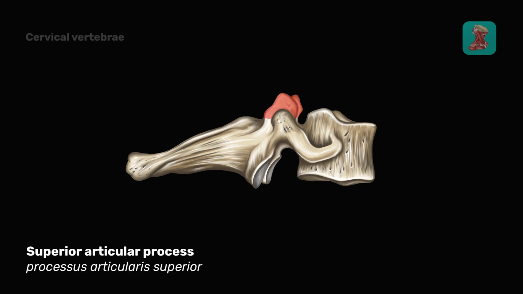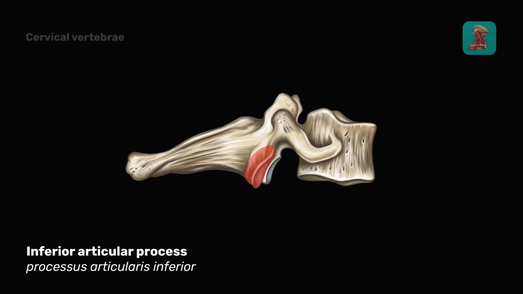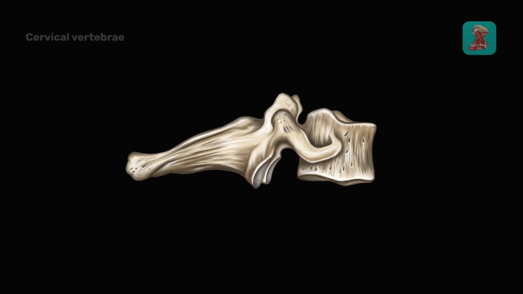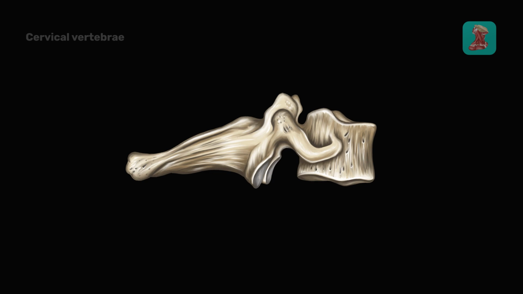The superior articular processes extend upward, and the inferior articular processes descend downward. From the side, we can see the superior vertebral notch and the inferior vertebral notch. The rest of the cervical vertebrae have the same structure, and only the 6th is slightly different.